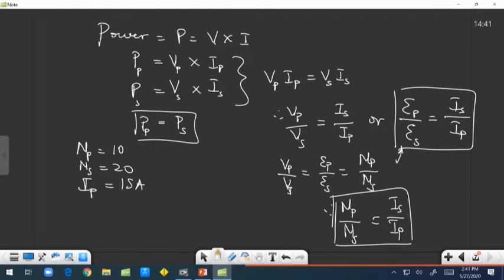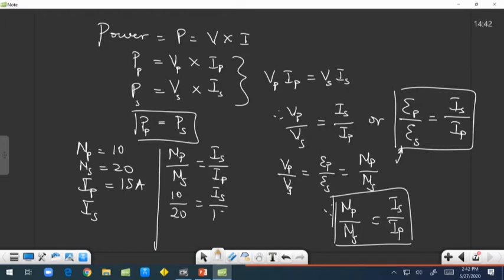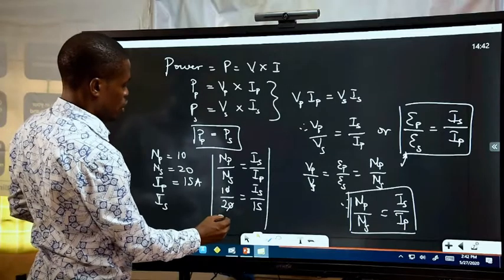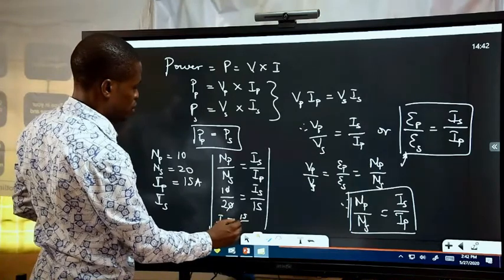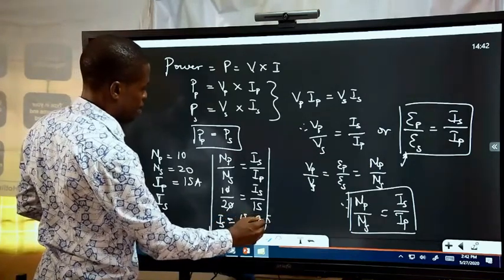You are asked to find the current at the secondary. So we apply that relationship stating Np over Ns is equal to Is over Ip. When we slot in the values, Np will give us 10 divided by Ns, 20, is equal to Is, which is unknown, divided by Ip, which is 15. So we cancel this, and our Is, the current at the secondary, will be equal to 15 divided by 2, and that is 7.5 amperes.